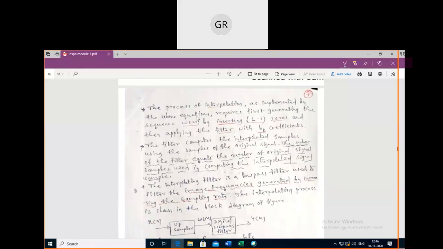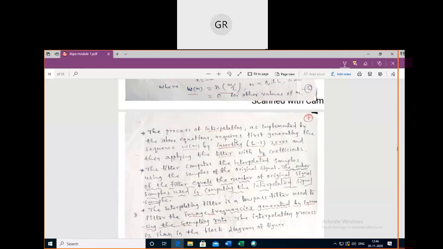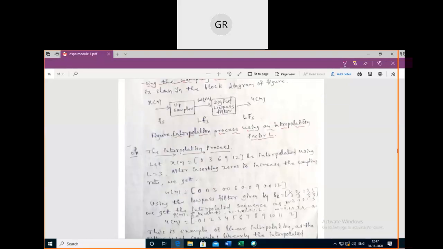The process of interpolation as implemented by the above equations requires first generating the sequence w of m by inserting L minus 1 zeros, and then applying the filter with coefficients bk. This is the block diagram: upsampler, then digital low pass filter.